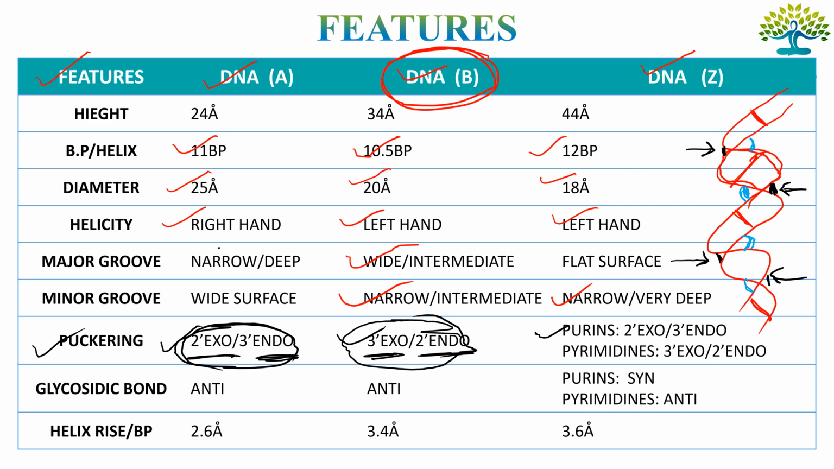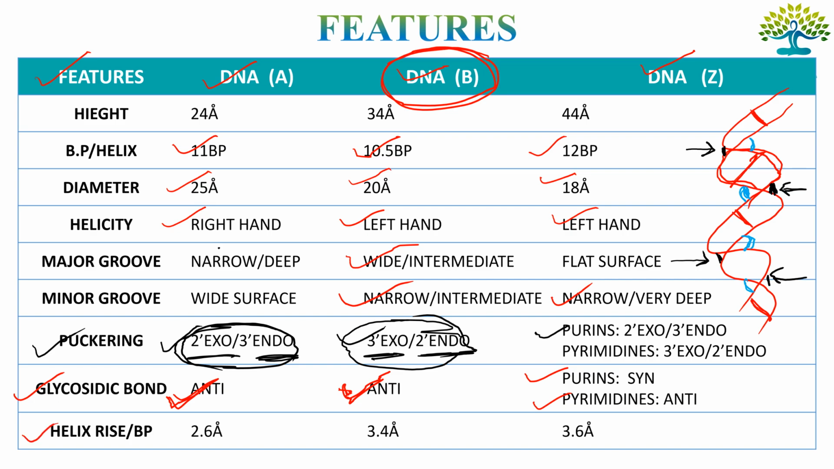Let's move to the next point, glycosidic bond. Again, the glycosidic bond conformation, there are terminologies in biochemistry or chemistry we have learned. The angle, so that we call this anti. The glycosidic bond conformation is anti in A form of DNA, anti in B form of DNA, and in case of Z form, for purines it is syn, and for pyrimidines it is anti. We only have to remember that in Z form of DNA, purines are syn. Rest all are anti forms for glycosidic bond.